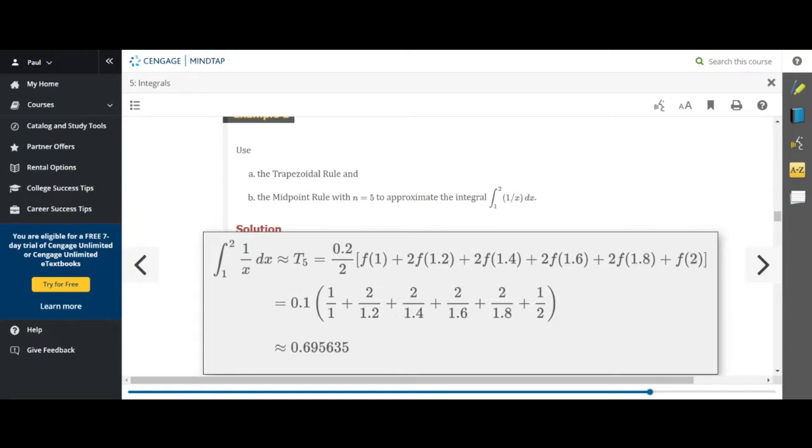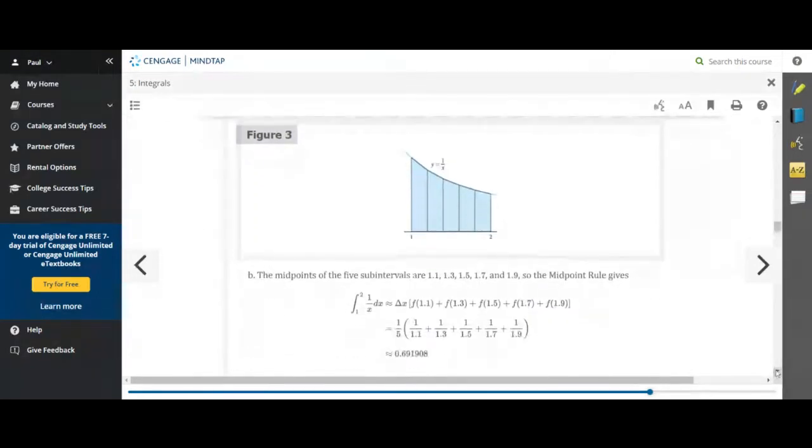All right, well then let's look at the midpoint rule. Now the midpoint rule, they have a picture below. Let me show you the picture, and I like to do this because it'll be in the recording. Here's the function 1 over x, from 1 to 2, and there are your 5 subintervals. And the midpoints of the 5 subintervals are 1.1, 1.3, 1.5, 1.7, and 1.9.